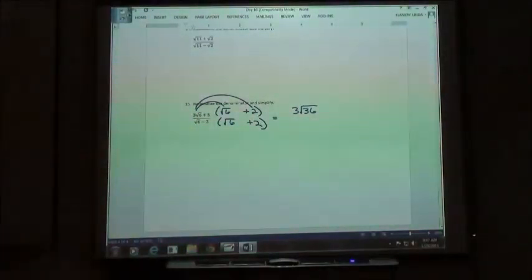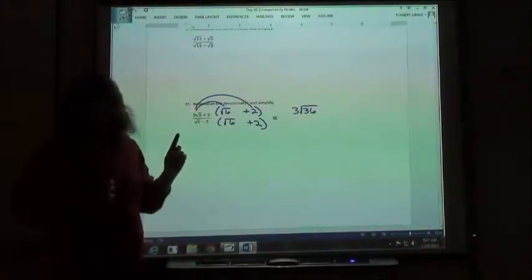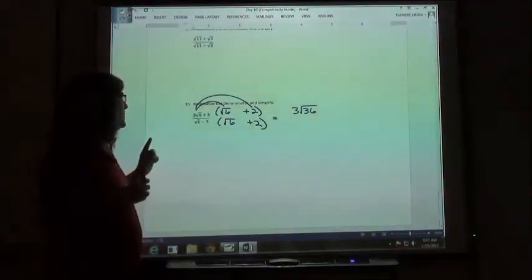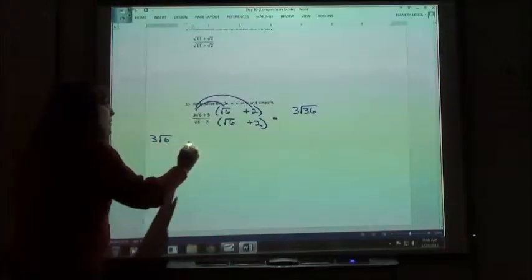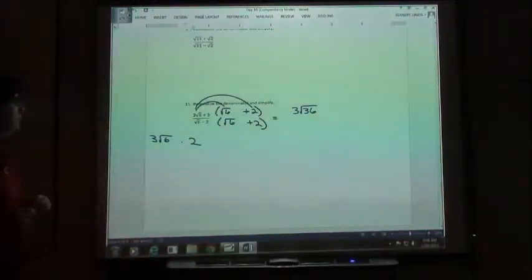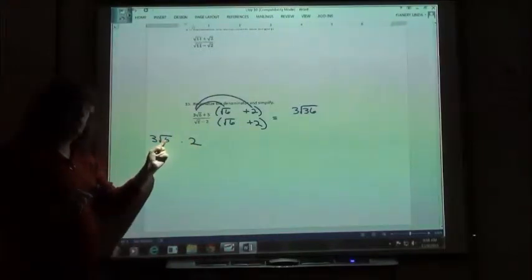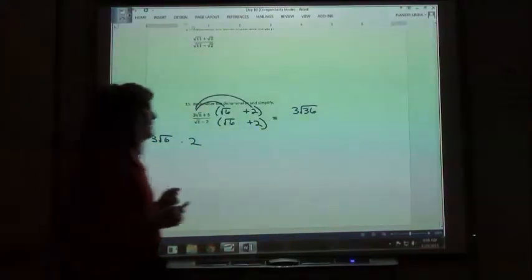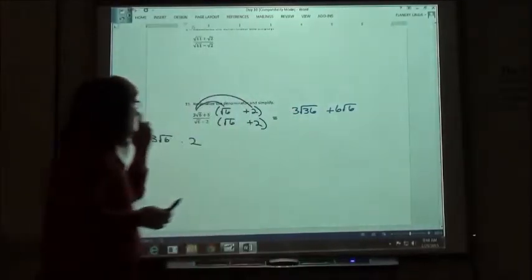So what do we multiply together? You take 3 square root of 6 times a plain old 2. We're going to multiply just the 2 and the 3? Right. 3 times 2 is 6. Square root of 6 then. Plus 6 square root of 6.